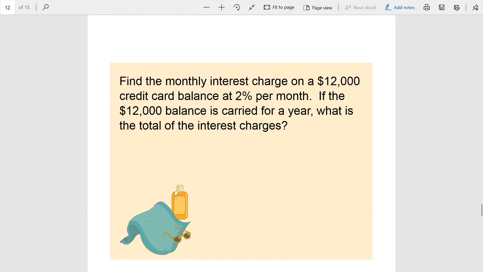And last question here. So find the monthly interest charge on a $12,000 credit card balance. That's a lot of money that you spend on that credit card at 2% per month. So if you have a charge in your bank and you're not paying it off, what interest is it going to charge you for 2%? So we're going to take my $12,000 times 2%. When you work that out, and please do, you end up with $240 in interest. Just interest. You're not even getting anything for those $240 other than being able to borrow money.